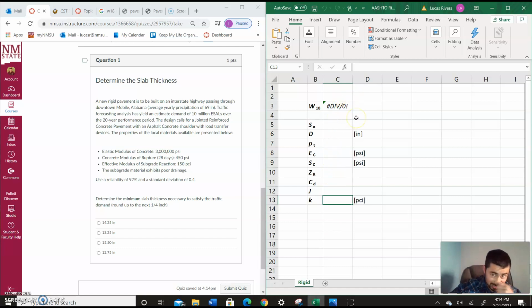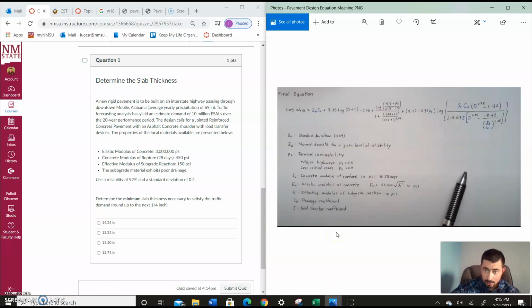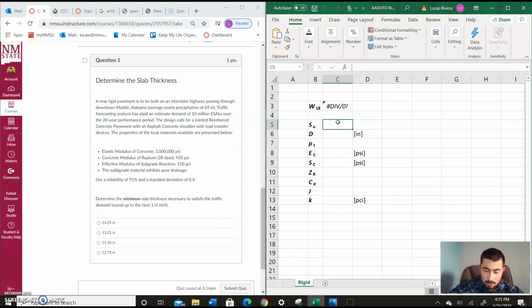Okay, here's my formula. I just got it from what Dr. Cortez provided us. I'm gonna use this. So S naught, you normally use 0.39, but not this time. You use 0.4 for S naught. Depth, that's what we're trying to solve.